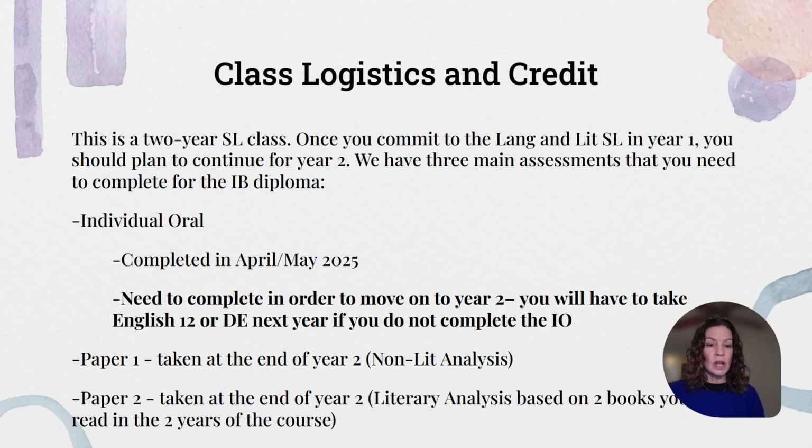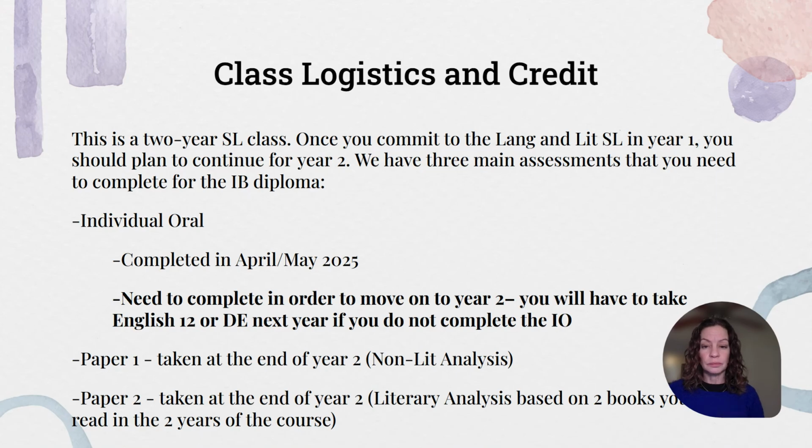Paper 1 is the non-literary analysis about a text that they have not seen before, where they'll be responding to a guiding question. And paper 2 is a literary analysis based on 2 books that they've read over the 2 years in the class. They're given 4 guiding questions, and they choose one to write about. Both of those, paper 1 and paper 2, we prepare heavily in class for, so students enter those exams ready to go.